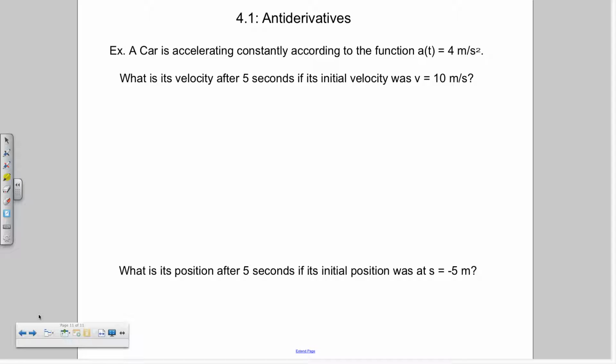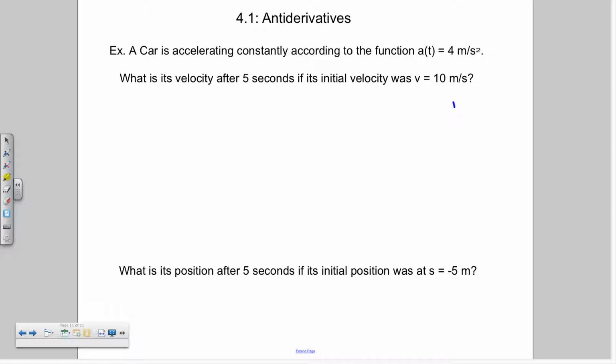Okay, and for our last thing, we have a little bit of a physics application. It says a car is accelerating constantly according to the function a of t equals 4 meters per second squared. And the question is, what is its velocity after 5 seconds if its initial velocity was v equals 10 meters per second? And this is another initial value problem.